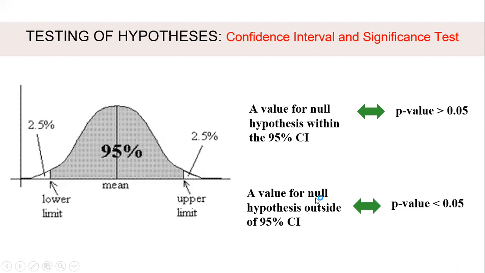And a value for the null hypothesis outside of the 95% confidence interval, meaning it is found at the extreme left or the extreme right here, indicates that your p-value is less than 0.05, and these two are in fact interchangeable. One means the other, and the other means the first.